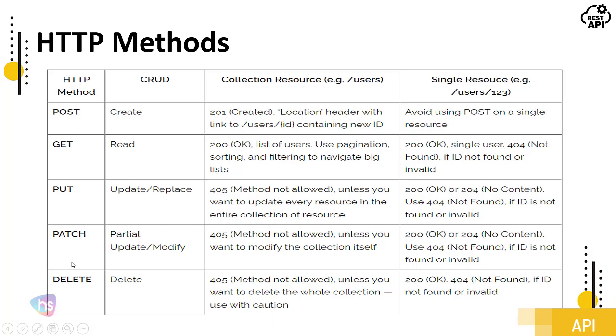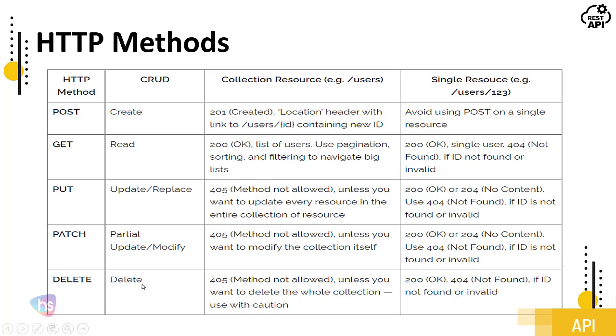And PATCH is an HTTP method that the API will use to implement a partial update or modify. 405, unless you want to modify the collection of information. In most cases we won't go with PATCH, and PUT is used for multiple records very rarely. We'll use PUT and PATCH for unique records. So 200 is OK, and we update and filter our records using a unique ID or unique user ID. According to the service, we use the same unique identity to pass the single ID to update a record in the database.